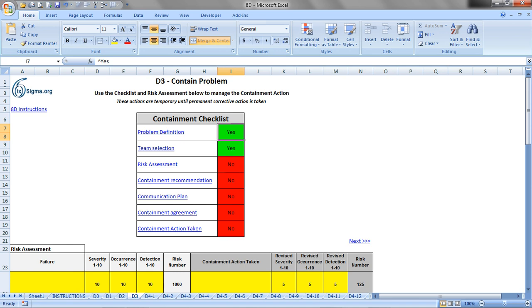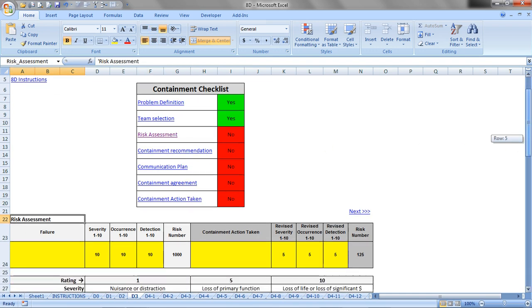In the D3 tab in Excel, at the top here, we've got a little bit of a checklist. And so by this time, we should have had our problem defined and the team selected. And of course, you can just select these. These just toggle. So it's a quick visual just to keep track of where you are, what's been done and what's not been done. So we move down. The first thing we do is go to risk assessment. We can just click there. It's going to take us to the risk assessment.